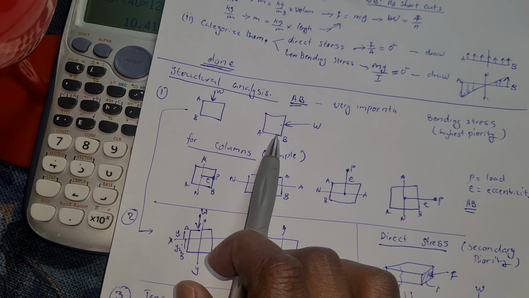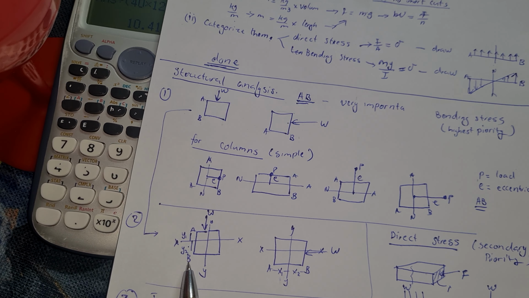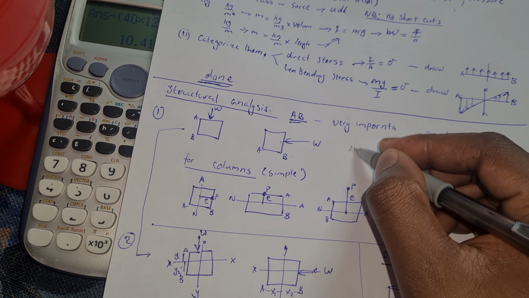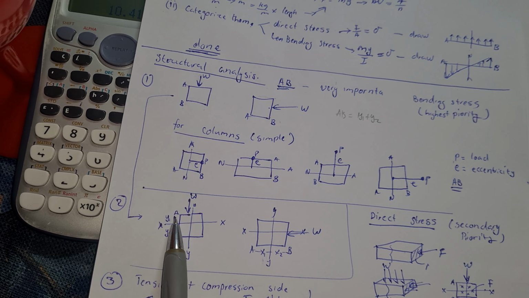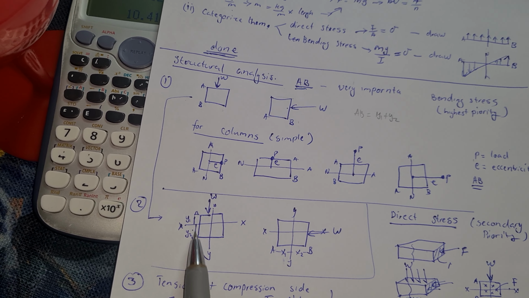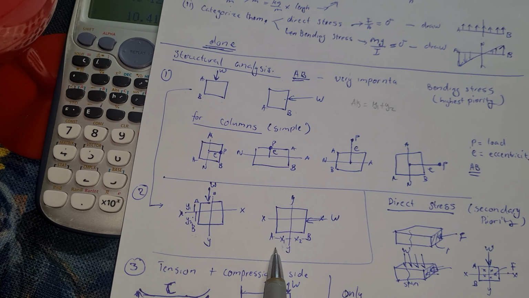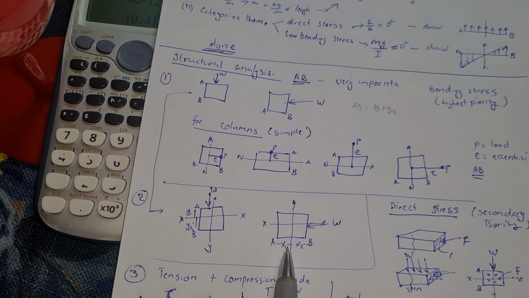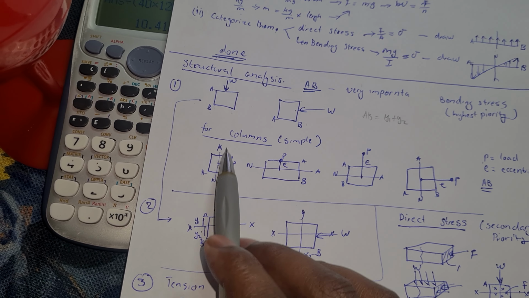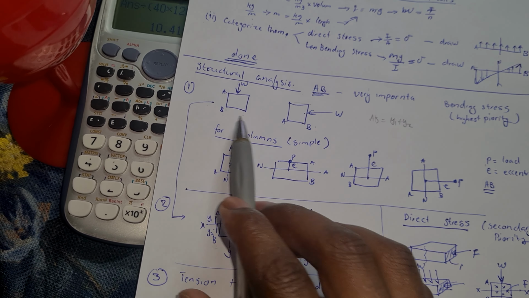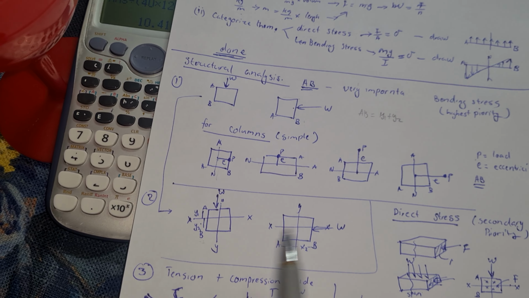And then from this structural analysis, we need to say y1 and y2 or x1 and x2. Remember, A and B is always equal to y1 plus y2, like this. So A and B is equal to y1 plus y2. And then again, if it was like this, that means x1 plus x2 is equal to AB. And then we have NA, which means neutral axis. These are neutral axis.